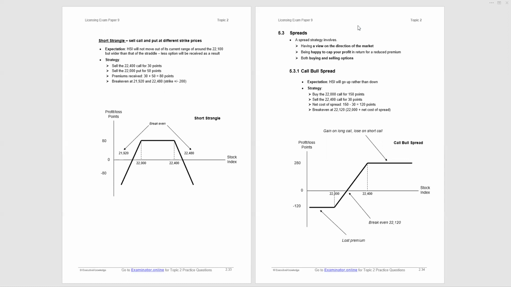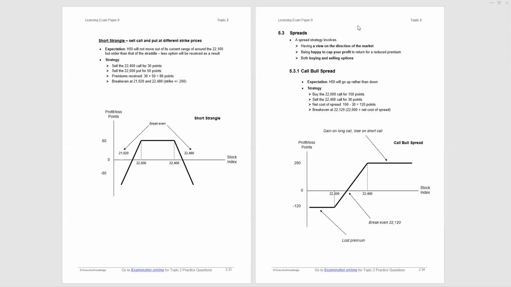cap your profit in return for reduced premium, and you both buy and sell options. Remember, with the first two, the straddle and the strangle, you are buying two options or you are selling two options. Here, you both buy and sell. So you're reducing your overall option cost. Now, there are four types. We've got the call bull spread, the put bear spread, the call bear spread, and the put bull spread.